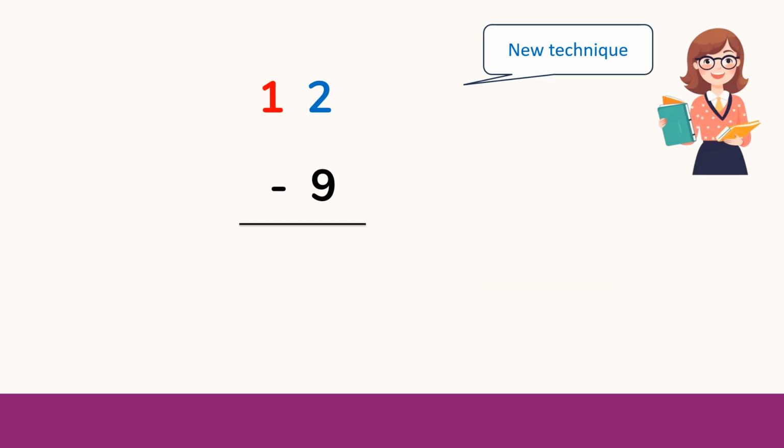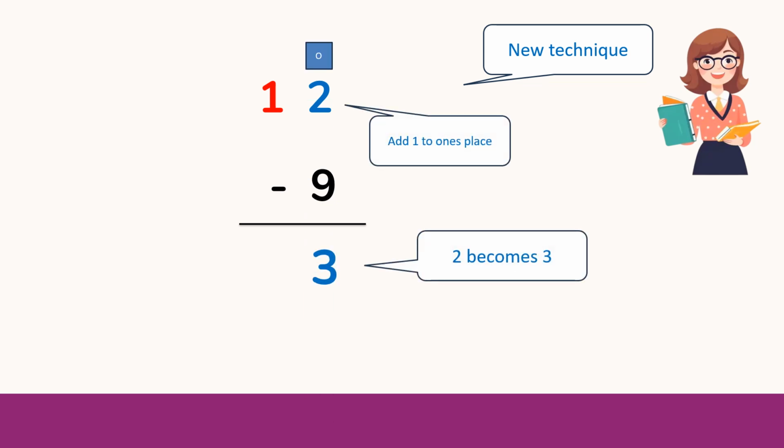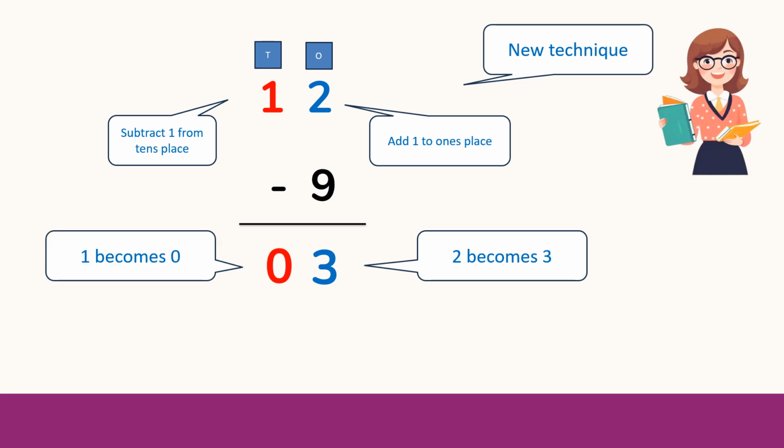Now I will teach you a new technique to subtract 9 from 12. First, we have to add 1 to the 1's place number. So in this case, 2 will become 3. Next, subtract 1 from the 10's place digit. So 1 will become 0. In this case, the answer is 3.